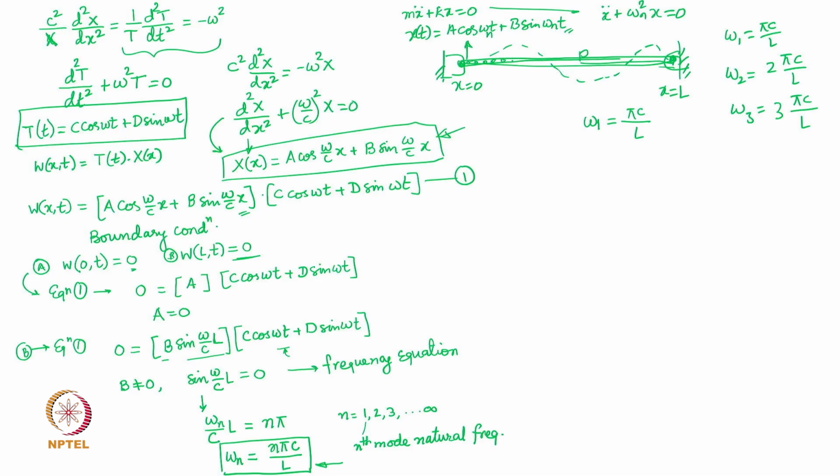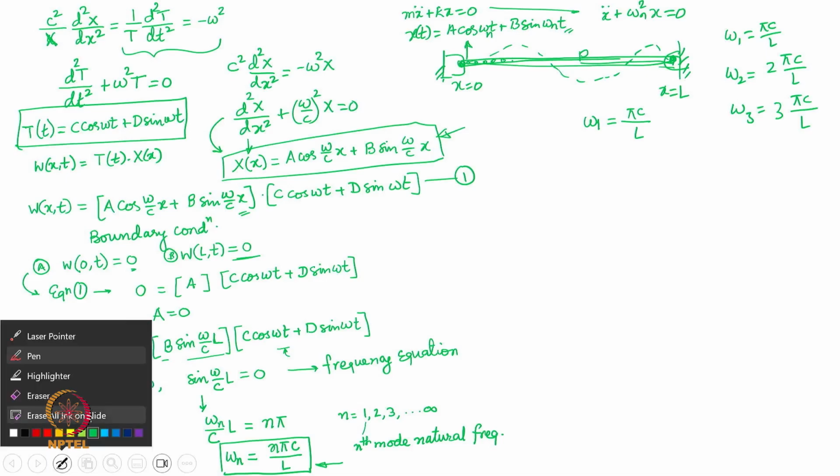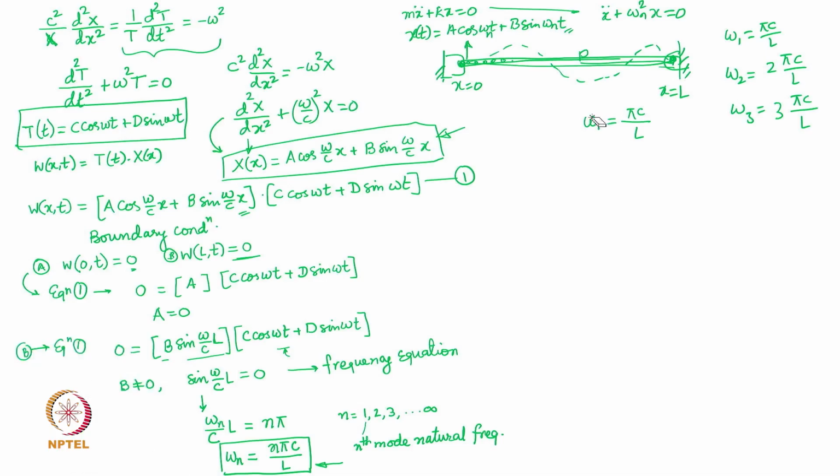Generally for a vibratory system, they are not necessarily integer multiples of the fundamental. The higher mode natural frequencies are generally not integer multiples of the fundamental. Here in a straight string that happens, and if you know the fundamental, you know the higher mode natural frequencies.